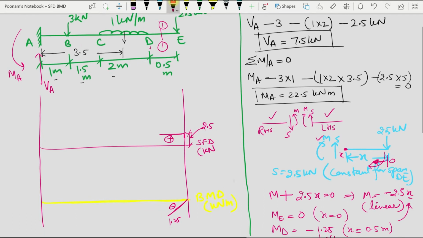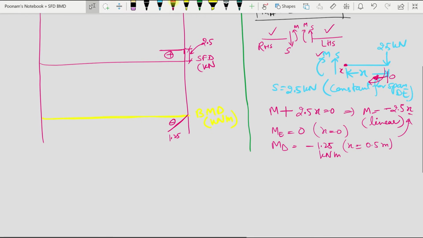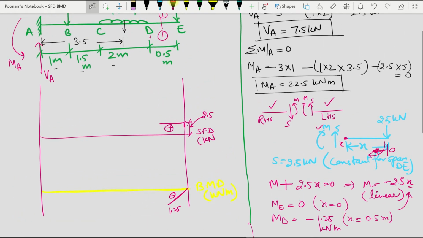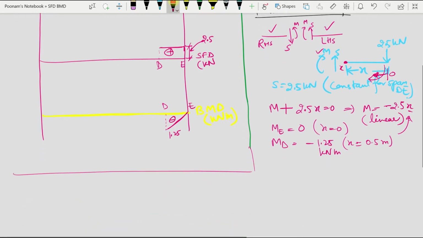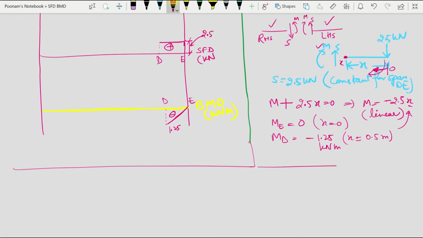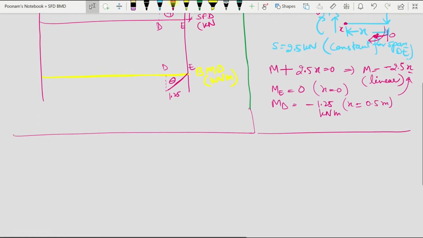So either I can use the method of points and find out the value of the shear force diagram and bending moment diagram at the point C, or I can use the method of sections, just as we have done just now. So now I will continue with the method of points.